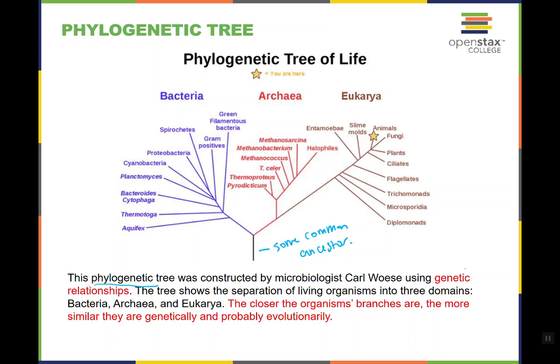So these are not imaginary or based on shape. This is actually quantifiable, which means able to be sorted out mathematically. Quantifiable genetic data taken from a bunch of organisms. So the closer the organism's branches are, the more similar they are genetically and probably evolutionarily.